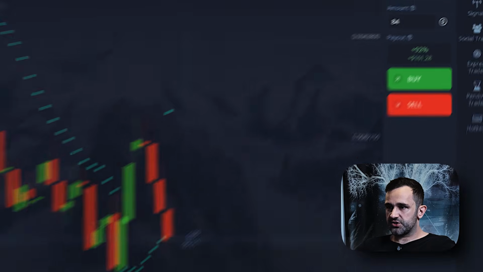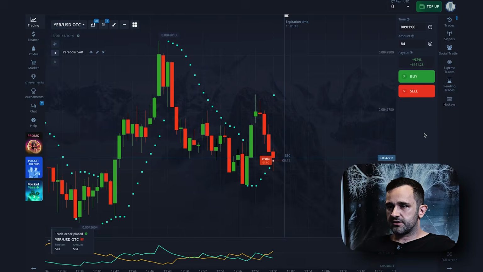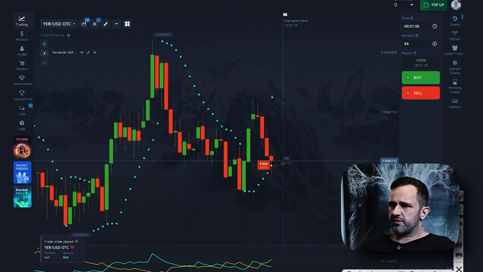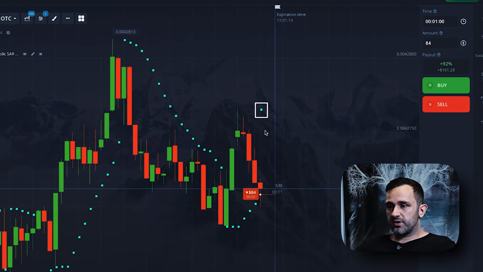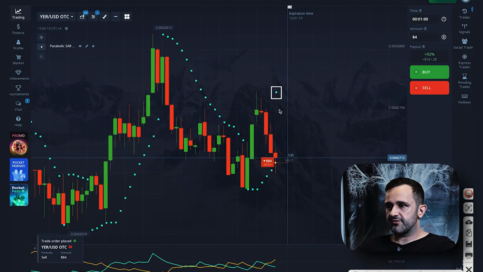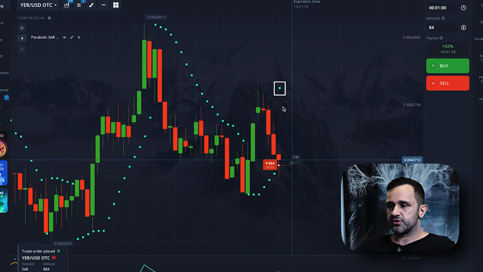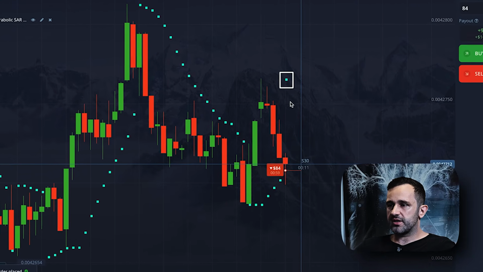I trade 1-minute positions and I'll start with a small amount, $84. Opening a sell trade. Starting with Parabolic SAR. The dots are above the candlesticks, which already shows a shift in direction and increasing seller pressure. When the dots are above, it signals a downward move. Looking at the candlesticks, after a small rise, the price couldn't hold at the top, and red candlesticks started to appear. This shows that sellers quickly took control.